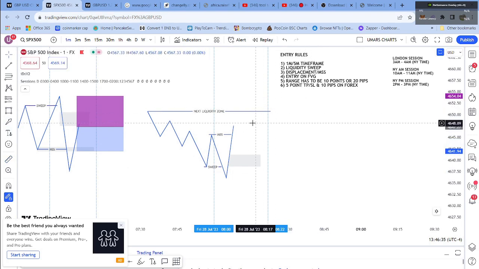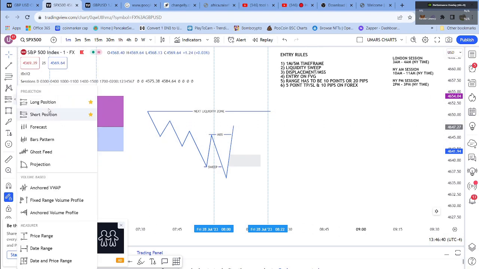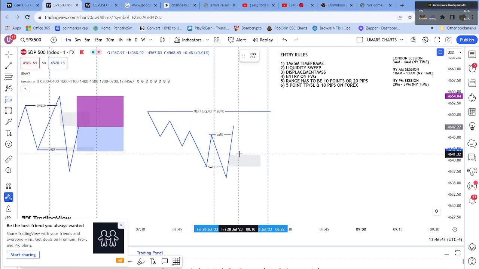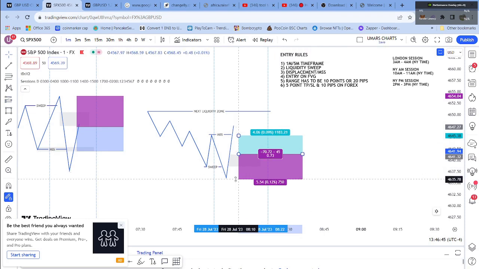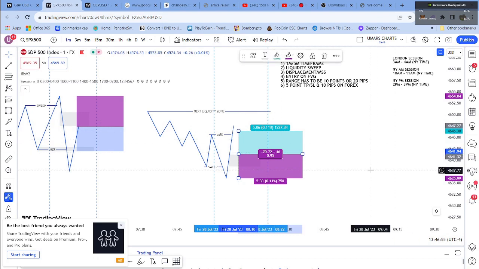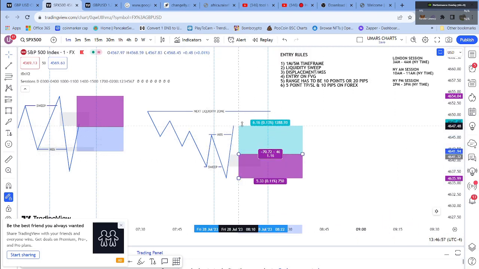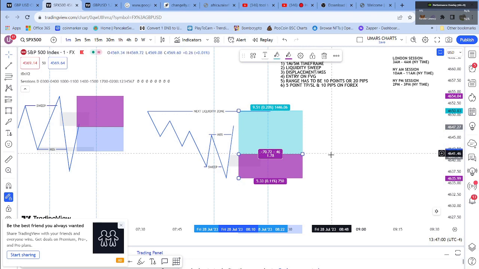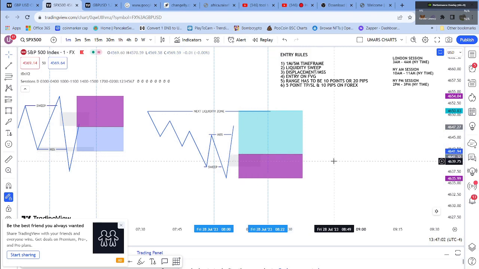After identifying 10 handles or 20 pips on Forex, you then can take your entry based off the fair value gap. So you'd set your limit over there, or you could manually enter. Stops below the low. Your target could be 5 points on SPX 500, or 10 pips on Forex, or you could target the next liquidity zone. So without further ado, let us jump straight into live examples of the market, and let's get straight to it.